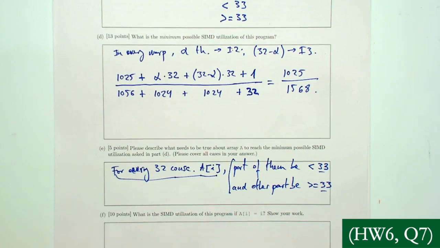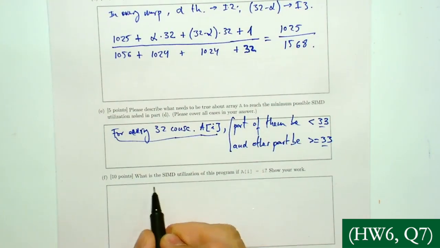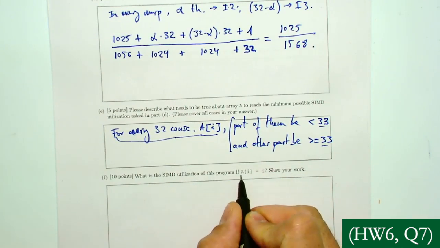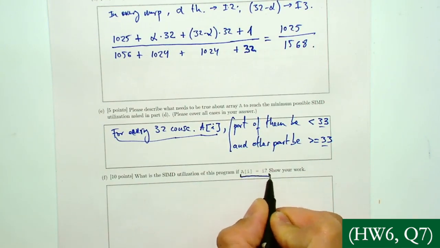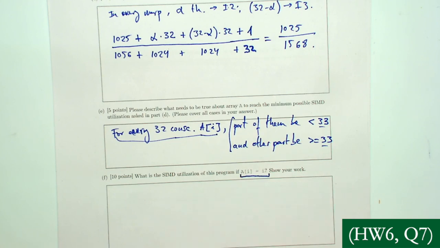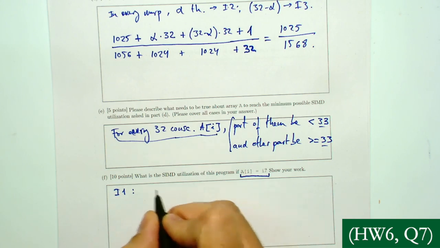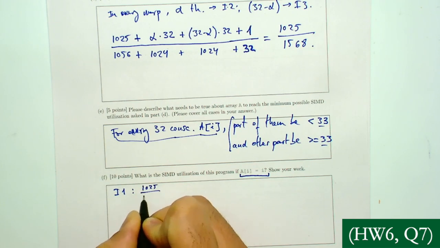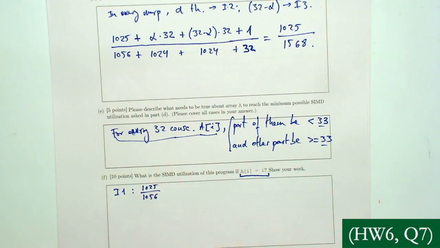And then for the last part, F, what's the SIMD utilization of this program, a program where A[i] is equal to i? Again, for instruction 1, no matter what the characteristics or what's true for array A, we will always have 1,025 divided by 1,056.